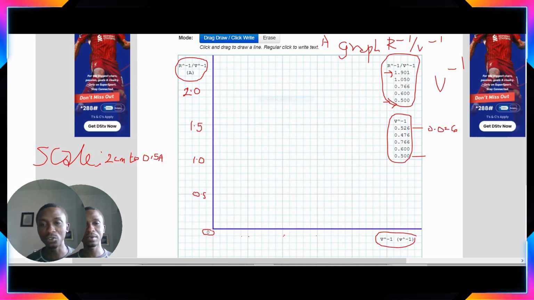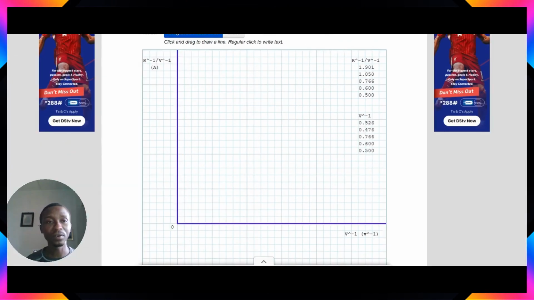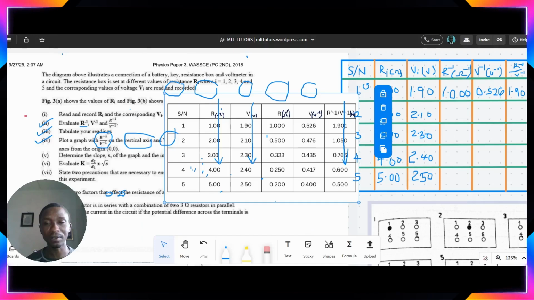Probably I can make it... oh, there must be a mistake on this value, because I can see that the trend is no longer here. This value was increasing until, okay, there is no trend: increase, decrease, increase, decrease. The trend is not correct. So let's check the correct value on the table.